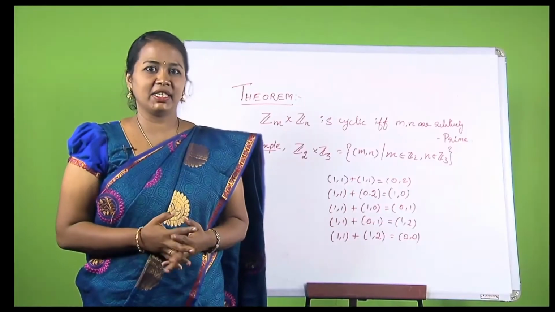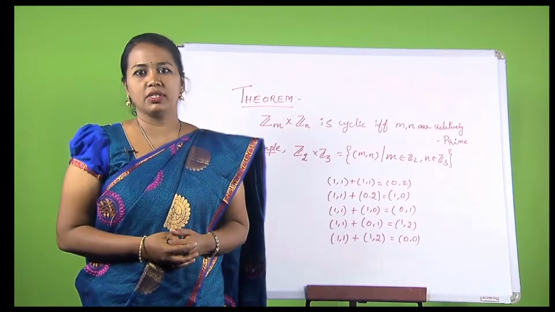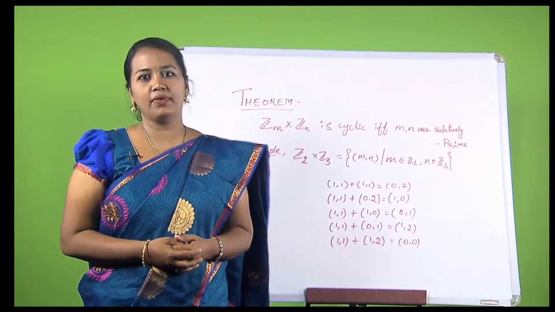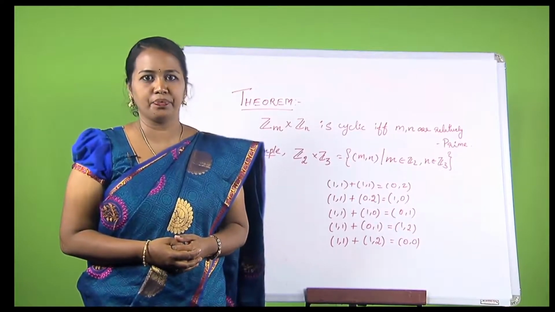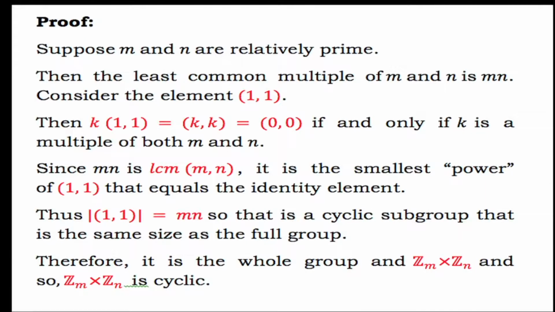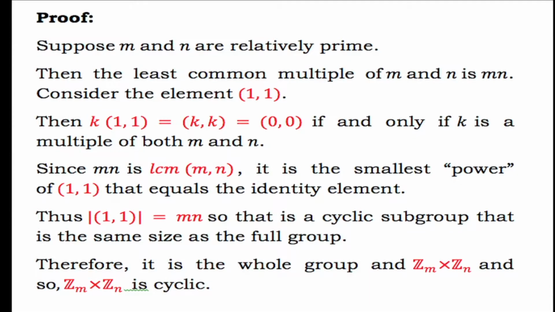Now, the next theorem states that Zm cross Zn is cyclic if and only if m and n are relatively prime. The proof: suppose m and n are relatively prime, then the least common multiple of m and n is mn. Consider the element (1,1). Then k times (1,1) is equal to (k,k), which is equal to (0,0) if and only if k is a multiple of both m and n.